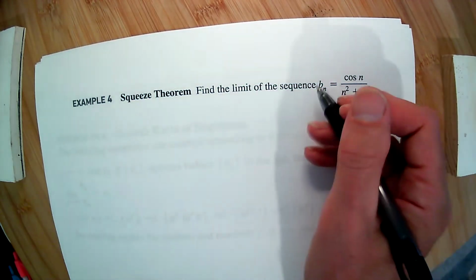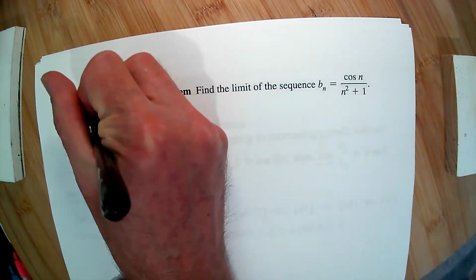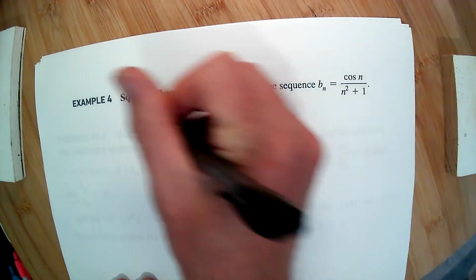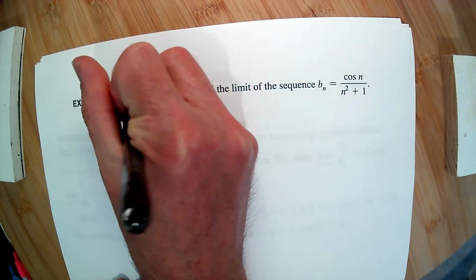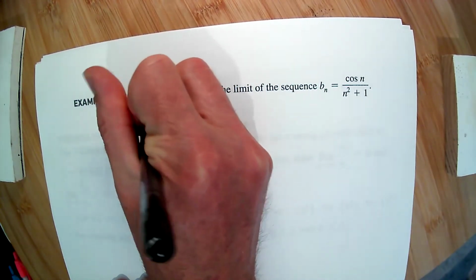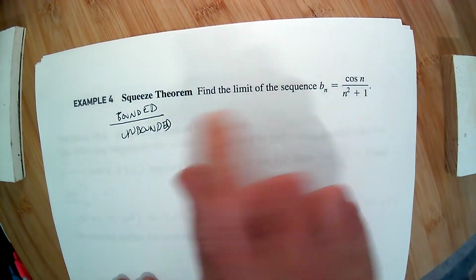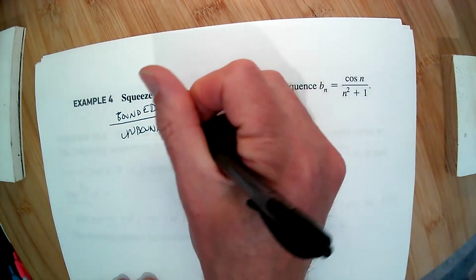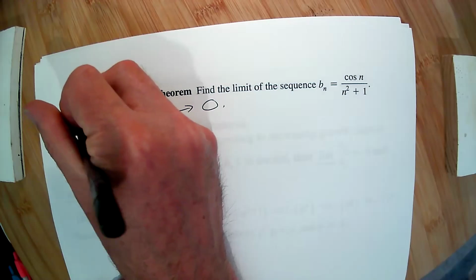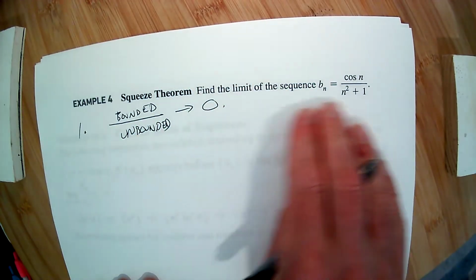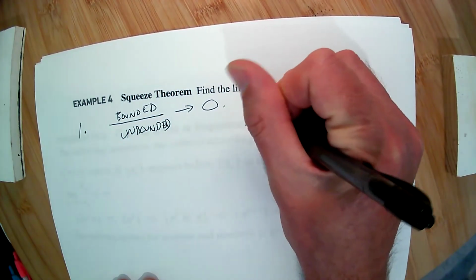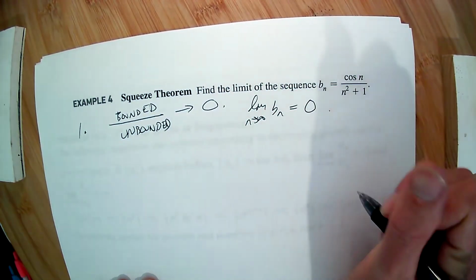And so here's what I think, okay? I have to think the top is bounded. You have bounded divided by unbounded. The bottom is getting huge, right? And this should go to 0. That's my thinking, okay? This needs to be a starting place: I have to think I know what's happening here. The limit as n goes to infinity of Bn is equal to 0.